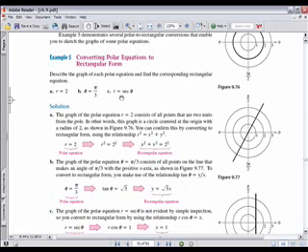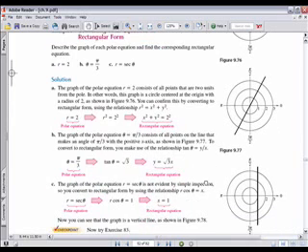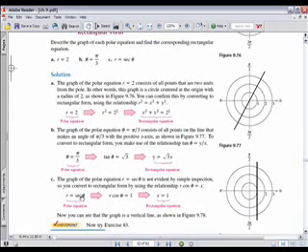Lastly, r equals secant theta. Well, we can rewrite this as r cosine theta equals 1, basically by multiplying both sides by cosine. R cosine theta is the same thing as x, so we get x equals 1, which is this vertical line.